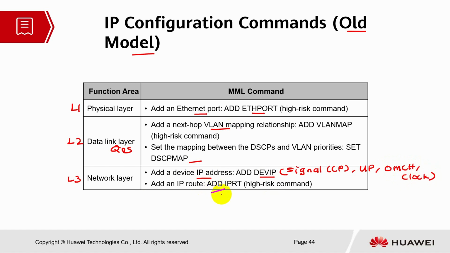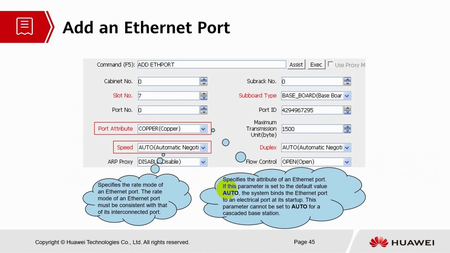And we have to add the route to this destination. Basically control plane will go to MME, user plane will go to S gateway, OM channel will go to MAE. So let's look into the command.